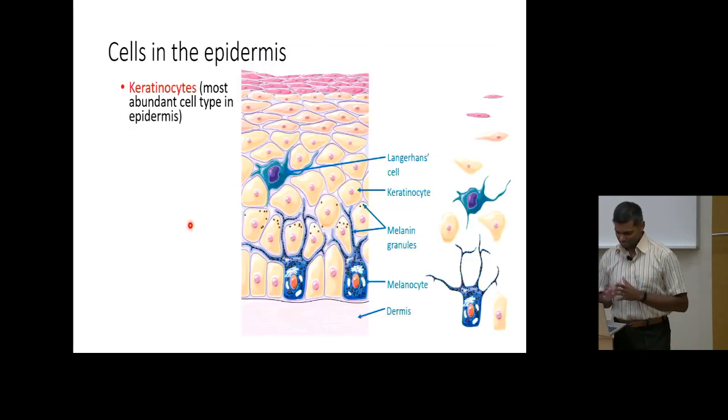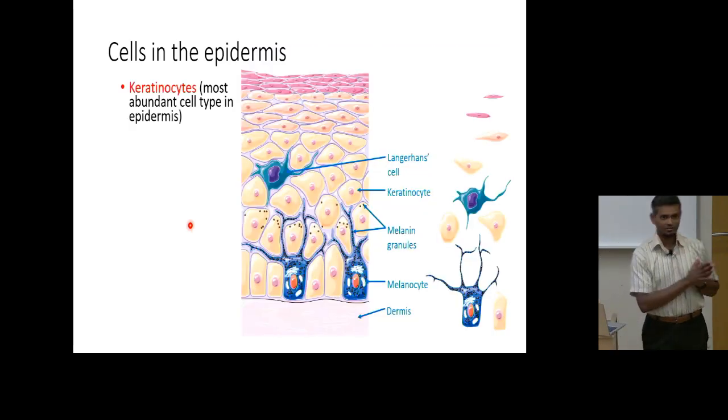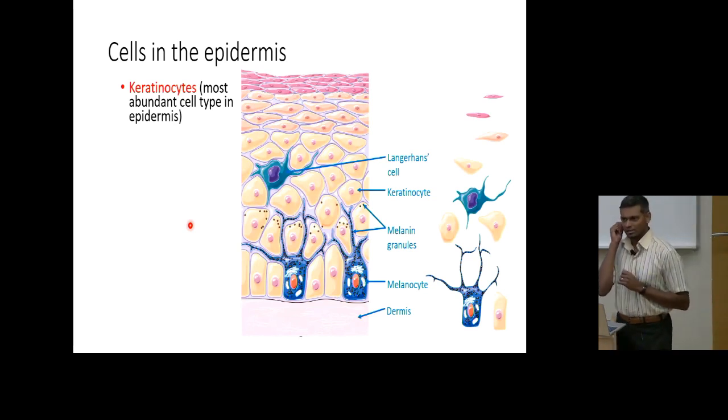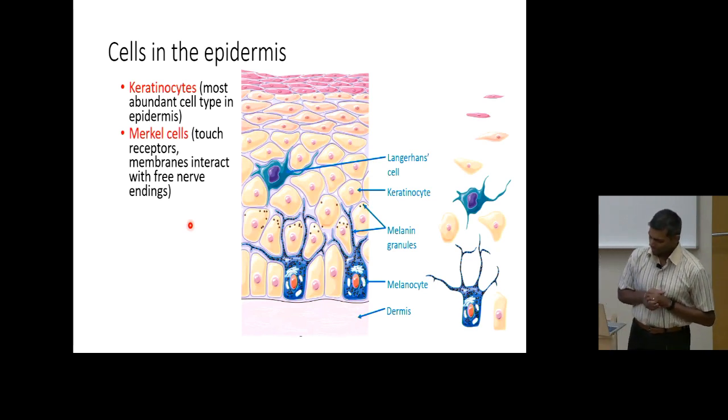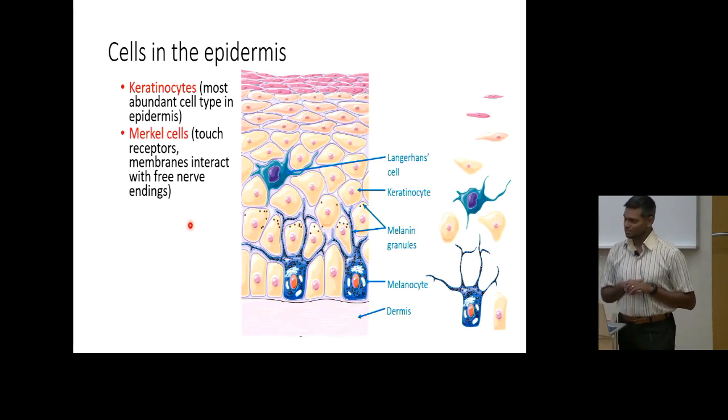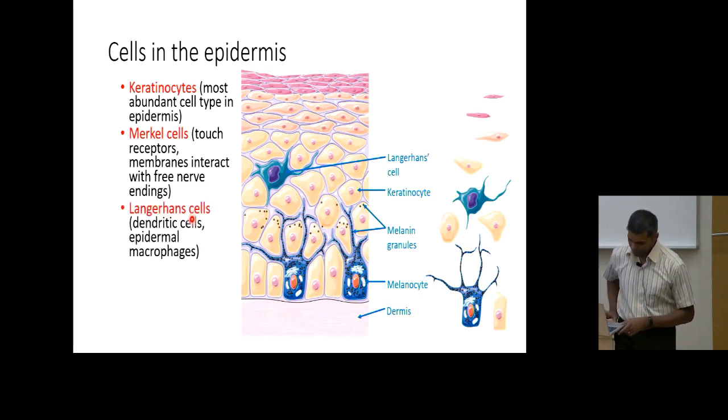So now that we've discussed the various layers of the epidermis, I'm going to talk about the specific cells which are in the epidermis. We talked about keratinocytes in quite a bit of detail. We know that it's the most abundant cell. I don't have anything more to add to that. Merkel cells, these are touch receptors, and I will add more to that in the upcoming slides, so just hold on, but we see that they're present and they are connected to free nerve endings. And Langerhans cells, I told you that we will discuss more about that in the immune system.